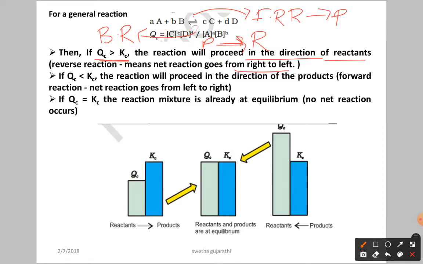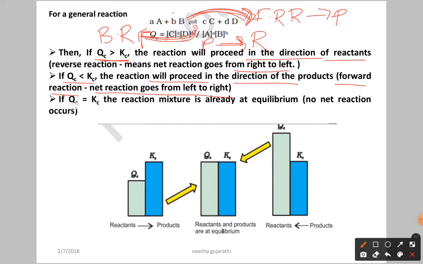Here, for the backward reaction, how do you show it? From the right side to the left side. Now if Qc is less than Kc, the reaction will proceed in the direction of products, meaning reactant is converted into product. That is the forward reaction, and the net reaction goes from left to right. Here you show the arrow from left to right.